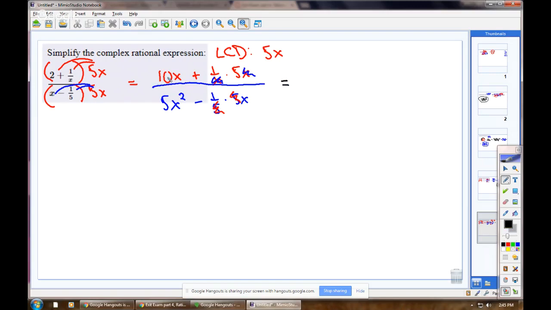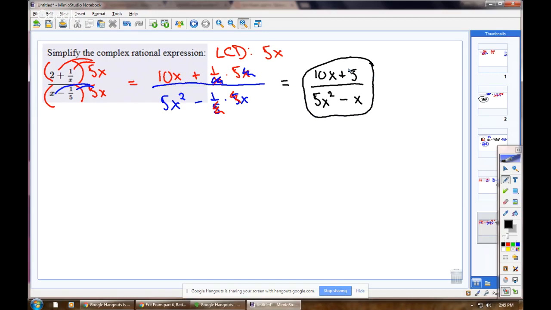In the numerator, I have a 10x. 1 times 5 is all that's left, so I have a 10x plus 5. In the denominator, I have a 5x squared minus 1 times x, or just x. So I think that's the answer right there.